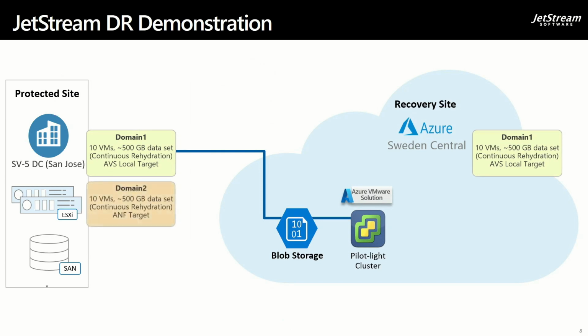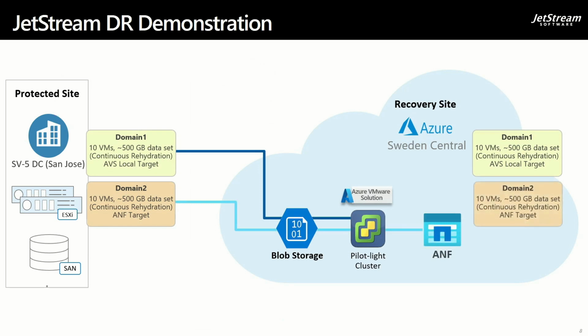Domain number 2 is another set of 10 virtual machines, about the same amount of data. Similar situation here. We've got this continuous rehydration, so this near zero RTO option is in play. So they're being replicated into the storage account, but now instead of being rehydrated into the vSAN, they're being rehydrated into an Azure NetApp Files backed data store.